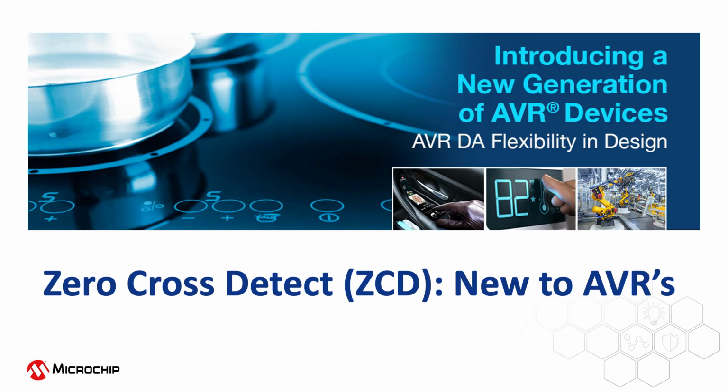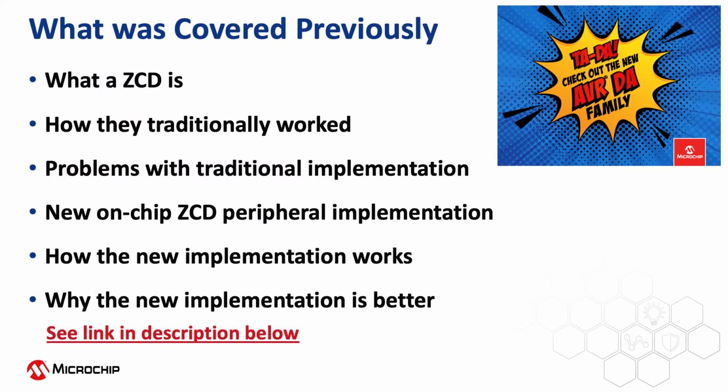Today we're taking another look at the Zero Cross Detect or ZCD peripheral. So let's quickly go over what was covered in the previous video. In the last ZCD video, link in the description below, we went over what a ZCD is, how they traditionally worked, the problems with the traditional implementation with regards to modern process technologies, the on-chip ZCD peripheral implementation, how the peripheral implementation works, and why this implementation is a much better solution. This time we will go over setting up a ZCD in Atmel Studio using the Atmel Start extension.